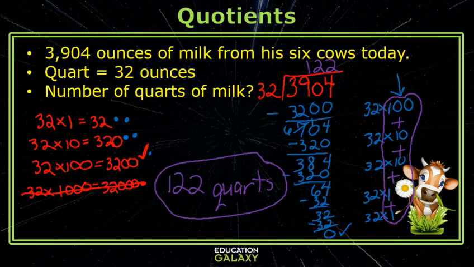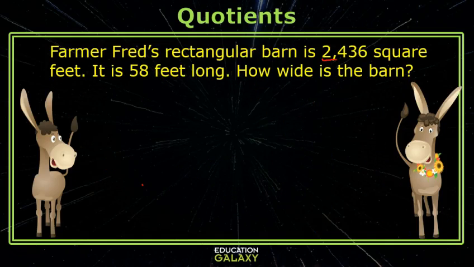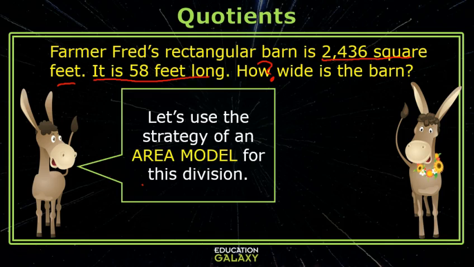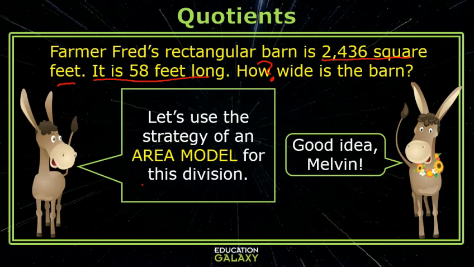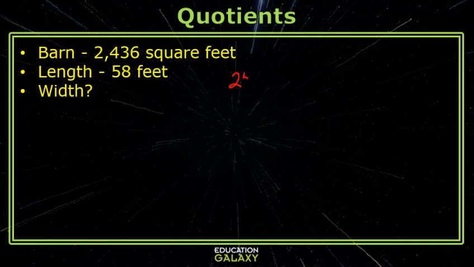Okay, let's try another problem. Farmer Fred's rectangular barn is 2,436 square feet. It is 58 feet long. How wide is the barn? Yeah, let's use the strategy of an area model for this division, Maisie. Yeah, good idea, Melvin. So we have 2,436 square feet for the area of the barn. The length is 58, so if I divide, I'll get the width.